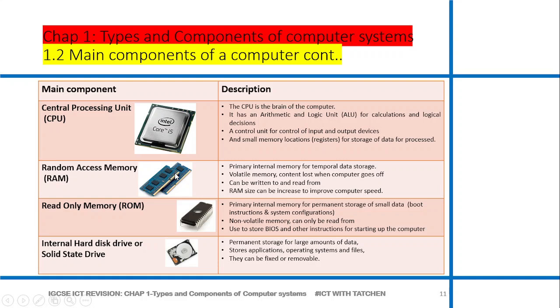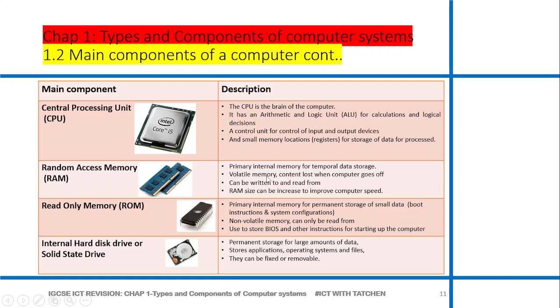It's a very vital part of the computer. Primarily, it's an internal memory for temporary data storage. So it stores data on a temporary basis. After a certain period of time or when you turn off your computer, that data is lost. But it stores your data, it keeps track of what you're doing, and it helps your computer to run very well.